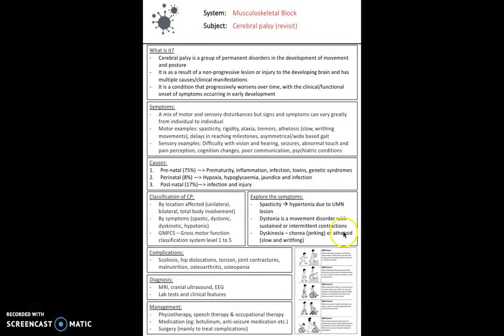Dystonia is a movement disorder with sustained or intermittent contractions, and dyskinesia is either chorea, so jerking movements, or athetoid movements, so slow and writhing movements. The complications of cerebral palsy include scoliosis, hip dislocations, torsion, joint contractures, malnutrition, osteoarthritis, and osteopenia, and it can be diagnosed through an MRI, a cranial ultrasound, EEG, and also clinical features as well.